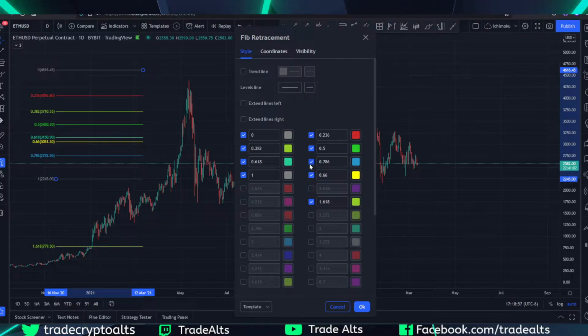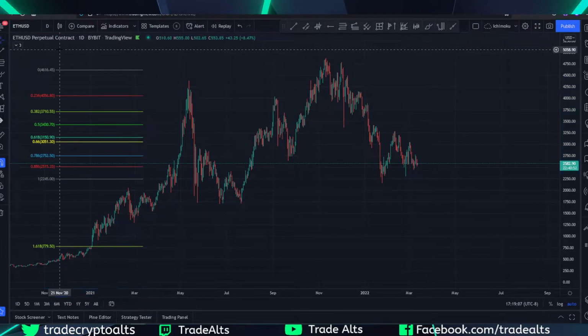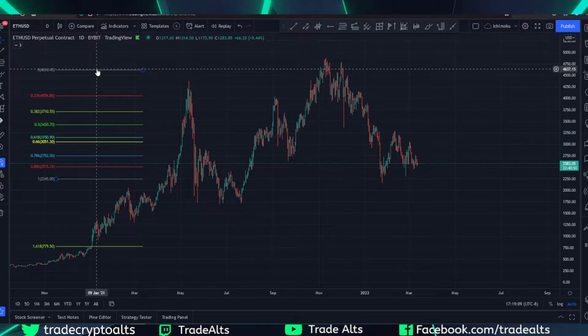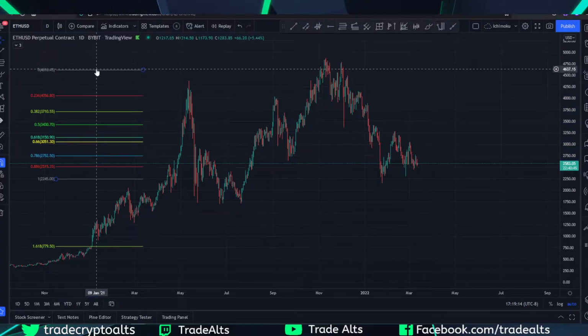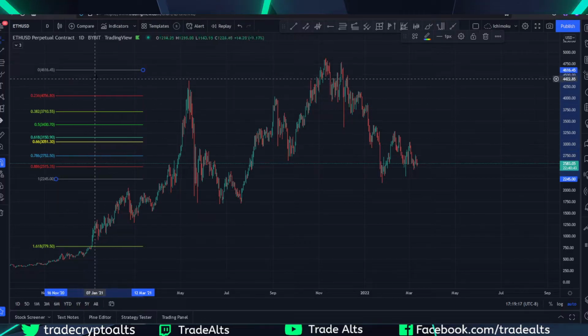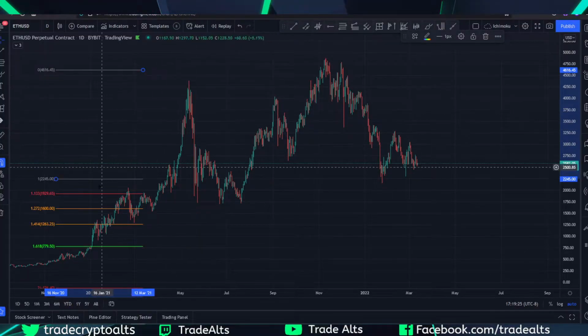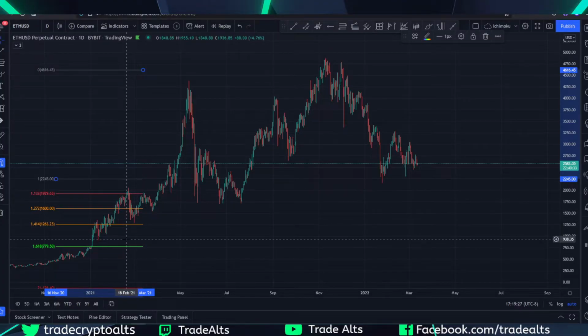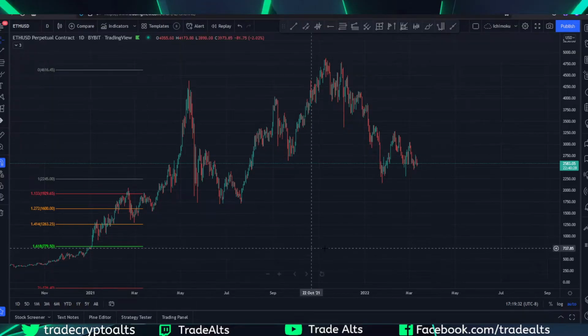Now, in order to change this to your Fibonacci expansion, okay, I'm going to cancel out of this. All I need to do is right click on this tool. So again, I'm right clicking on this retracement tool, and I'm going to template, and I have my fib expansion template here, which there you can see. This is the Fibonacci expansion template that I have.